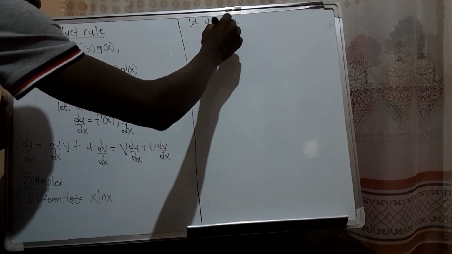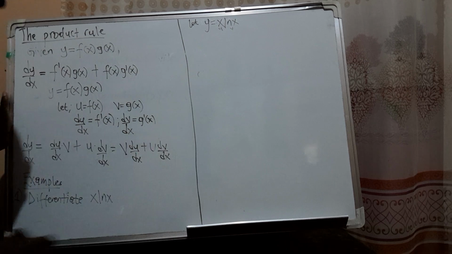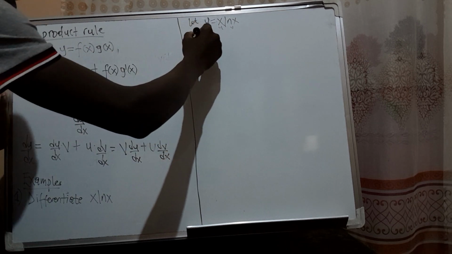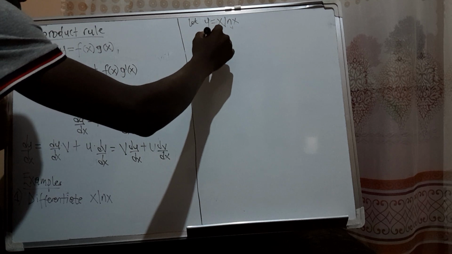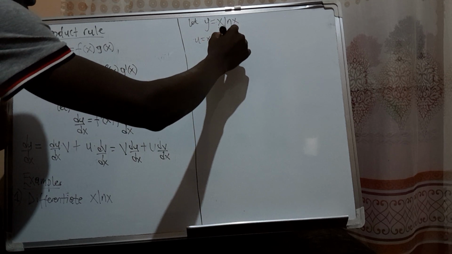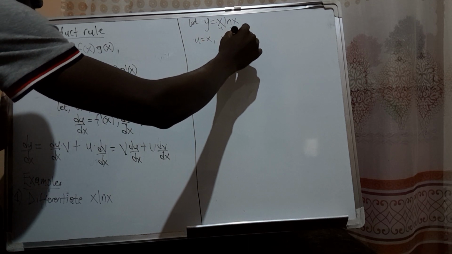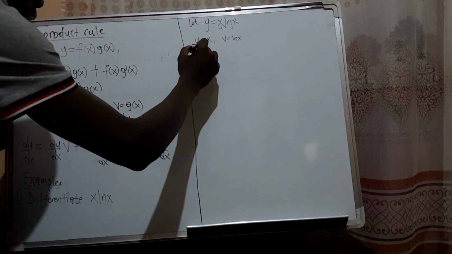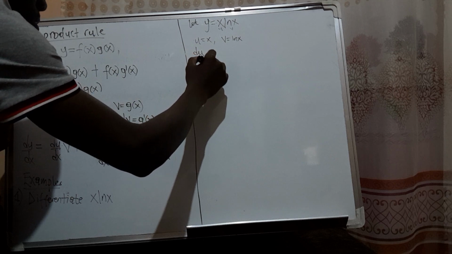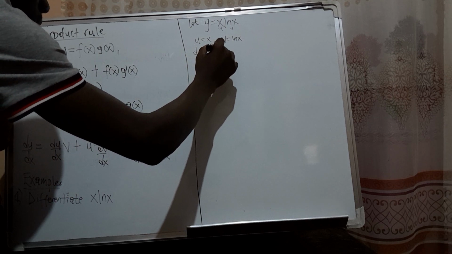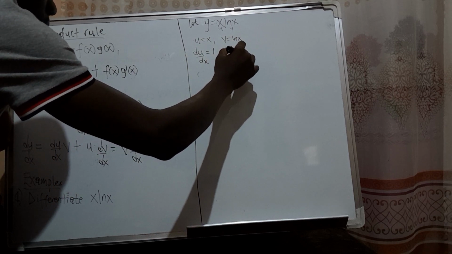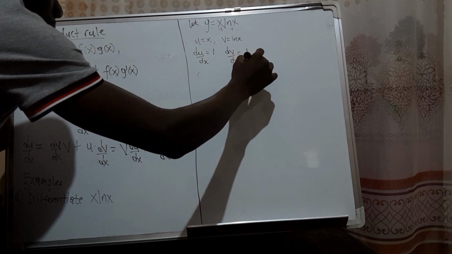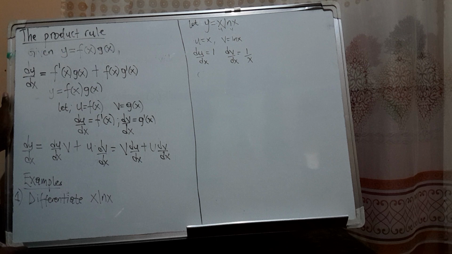So you can call this u and call this v. You let the first function, which is x, be u. The second function, which is v, is natural log x. Differentiate the first function, du/dx is 1, then dv/dx is 1 over x.